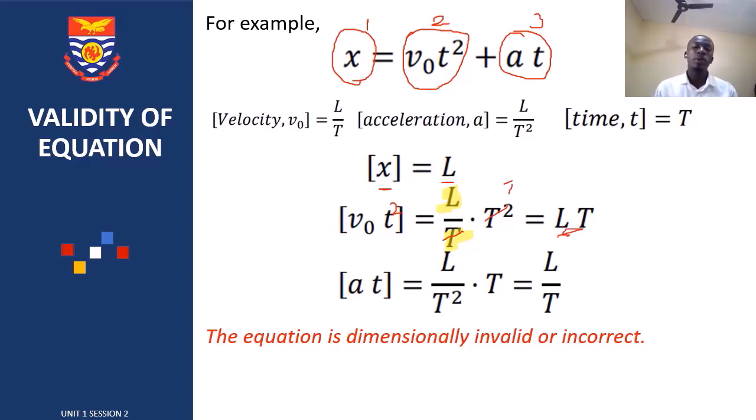Let's look at the term 3, AT. We know that the dimension for acceleration is L over T squared, and we have T as this already. So we are going to get the final dimension for AT as L over T. Looking at the dimension of the individual terms, that's 1 L, 2 LT, and 3 L over T. We can say that this equation is invalid or incorrect, because at the end we should be getting the same dimension across each term.